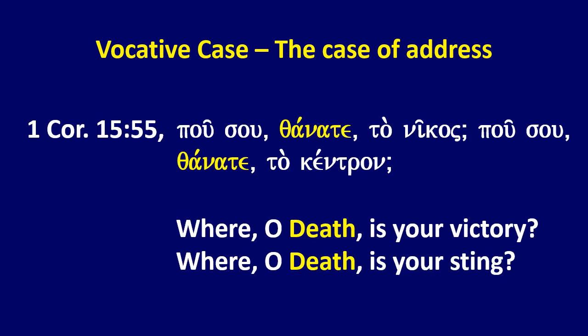Here's another interesting case of the vocative case being used as the form of address. And this is the word for death, thanatos. But notice thanatos, the ending has changed in 1 Corinthians 15:55 to the epsilon ending, and it's used twice because death is being spoken to directly here. Where, O death, is your victory? Where, O death, is your sting? So hence the vocative case and case form.